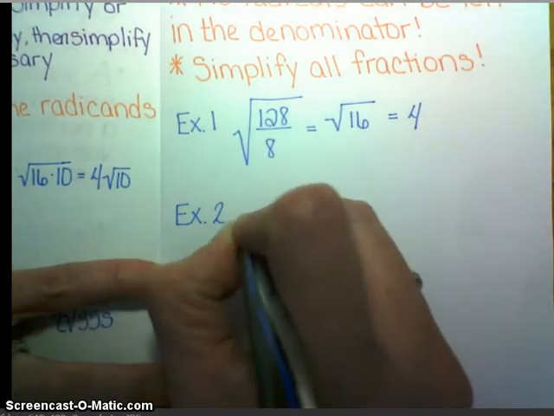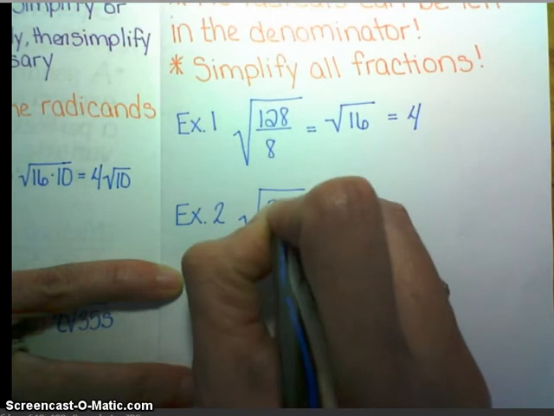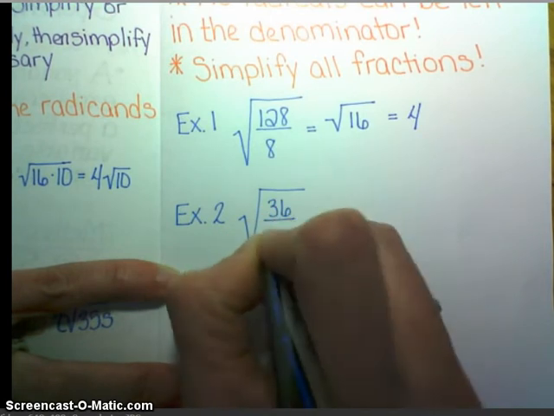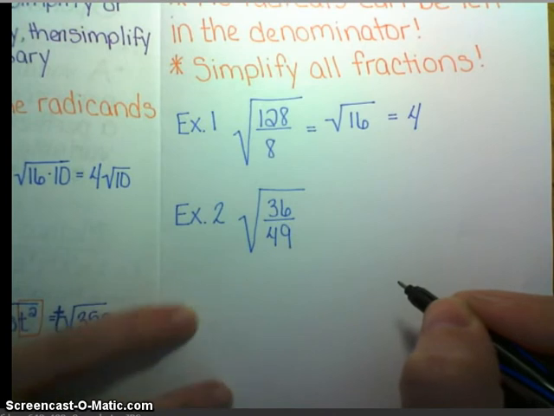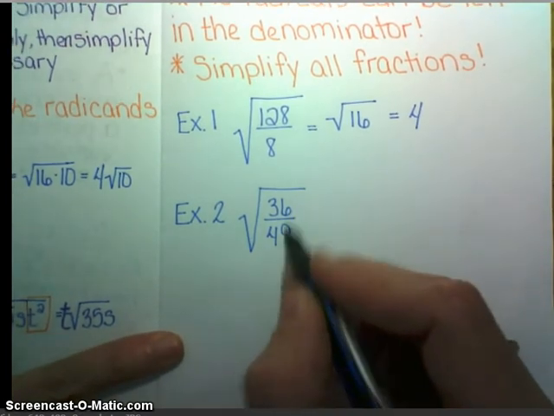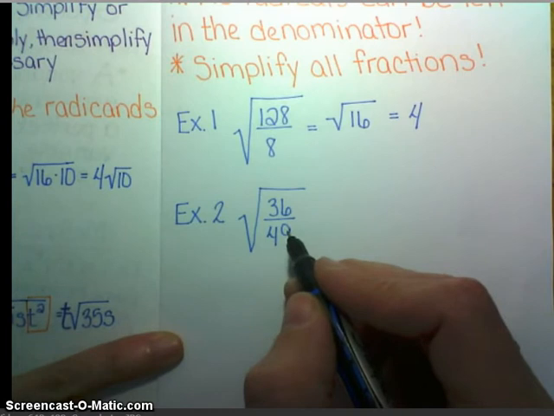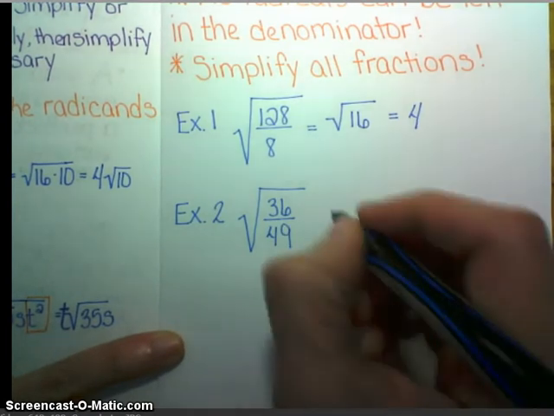All right, example 2. Let's look at this one. This one's easy. Square root of 36 over 49. Square root of 36 over 49. Now, this is an actual division problem because if you try to divide those, you can't. You get a decimal. They don't simplify as far as a fraction. So this is where we're going to bring in our division rules.